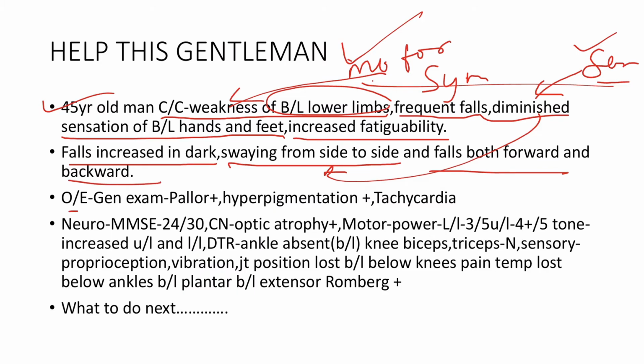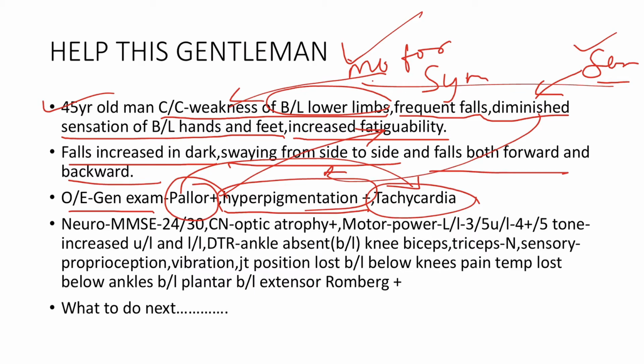Now on examination, on the general examination, we found pallor, which explains this increased fatigability. There is hyperpigmentation. I'll be talking about why there is hyperpigmentation in this case, and this tachycardia is probably due to anemia. On neurological examination, the mini-mental status examination revealed a score of 24 out of 30. On cranial nerve examination, the only significant finding was the presence of optic atrophy. Rest of all cranial nerves were normal.